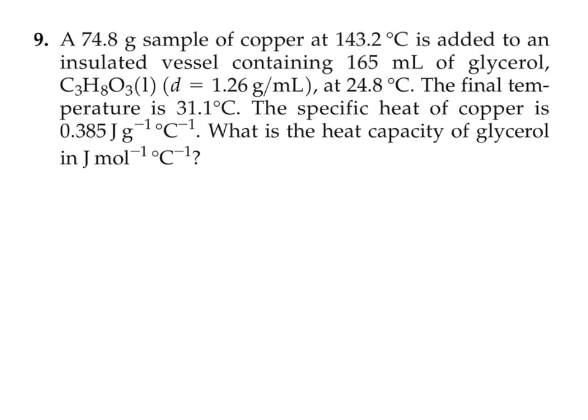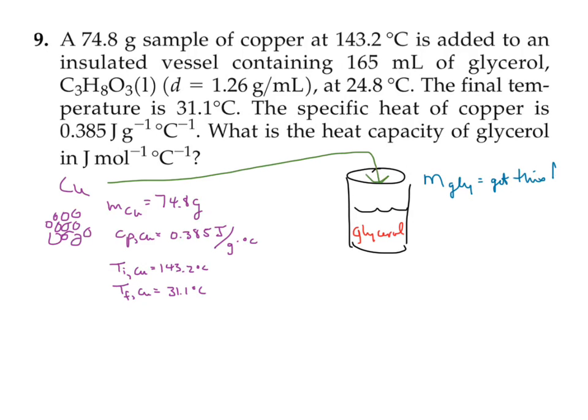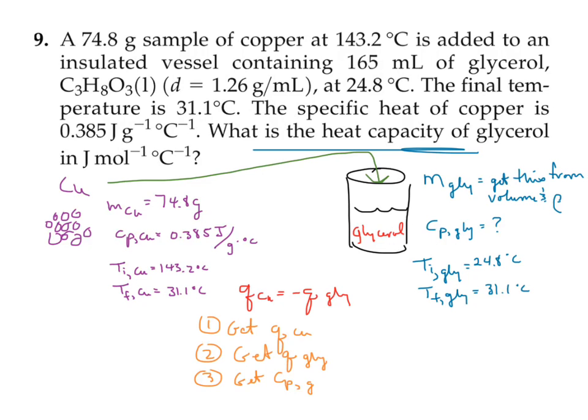And then last but not least, we have this one. Well, there's my little copper shot. So we have the mass of the copper, specific heat of copper, the initial and final temperature of the copper. We're going to put it not in water, we're going to put it in glycerol. Again, you're not given the mass of the glycerol, but you're given enough information to find it. So you're going to have to figure out the mass of the glycerol.